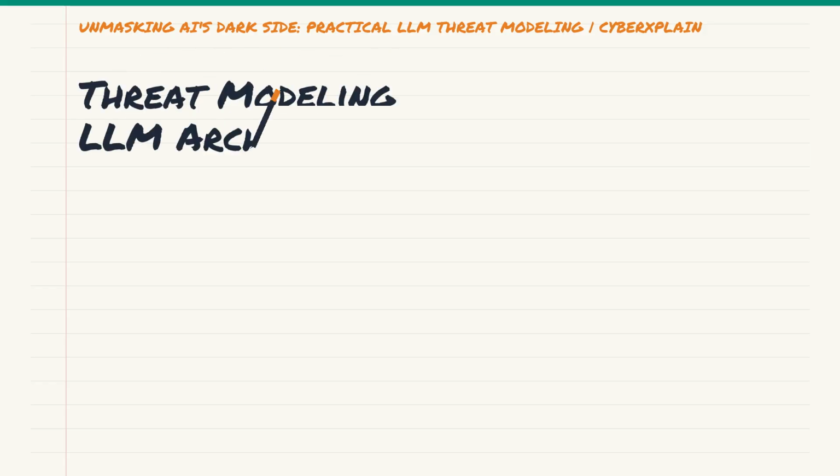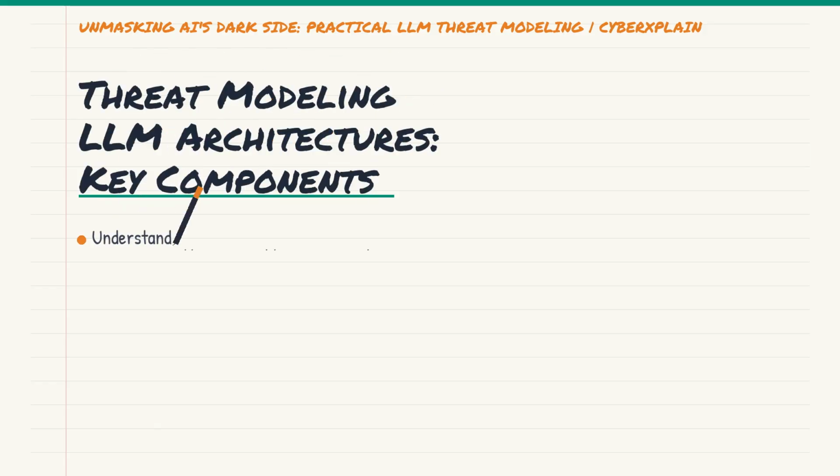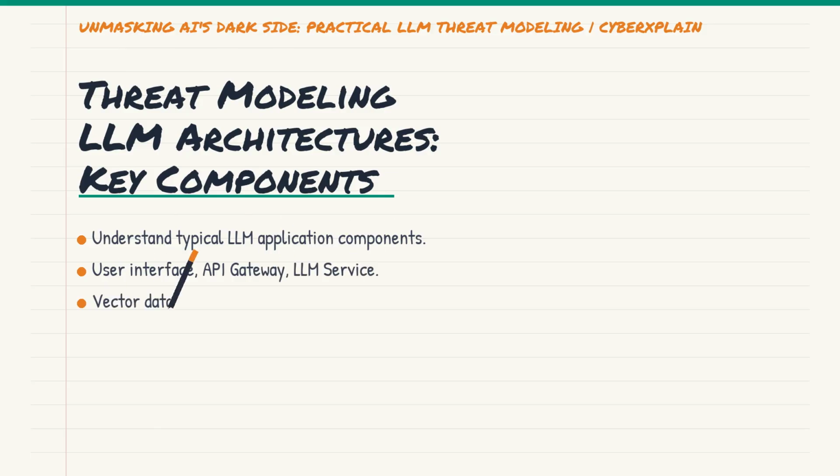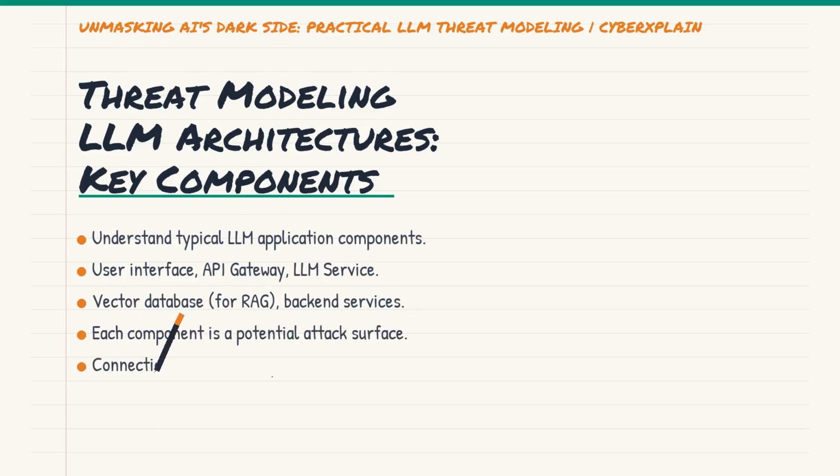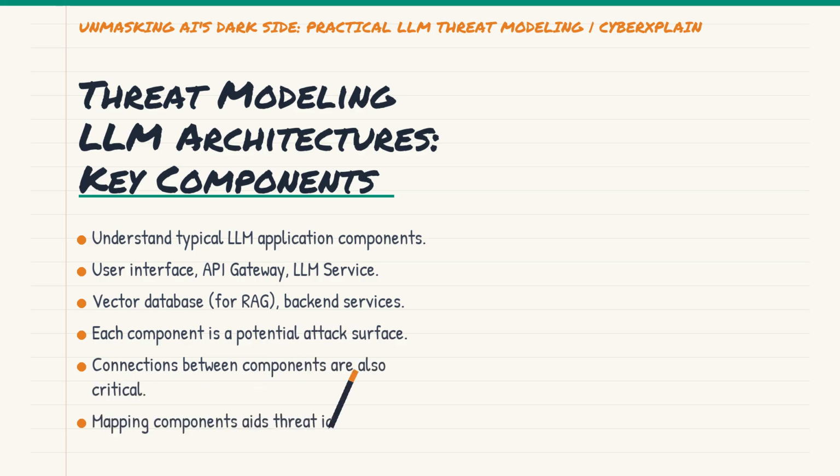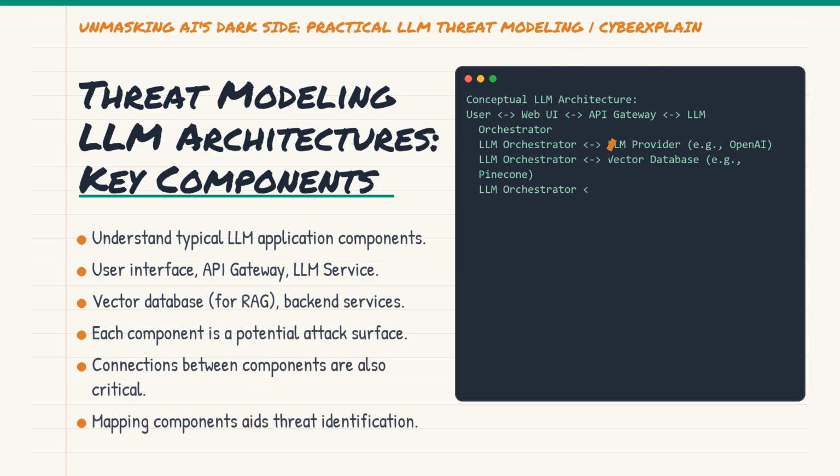Now, let's zoom in on LLM architectures. To threat model effectively, you need to understand the typical components involved. At a high level, you'll usually have a user interface, like a chatbot frontend, an API gateway that routes requests, the actual LLM service itself, whether it's an API call to OpenAI, Anthropic, or your own deployed model, a vector database for RAG, retrieval augmented generation, and possibly other backend services for business logic or data storage.